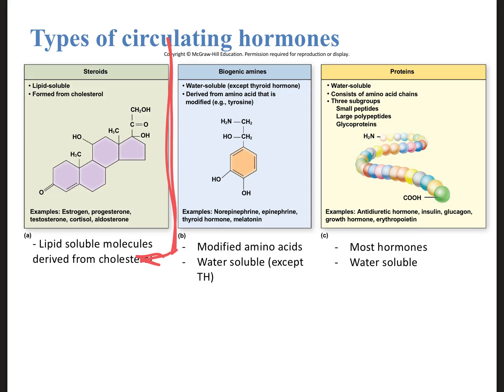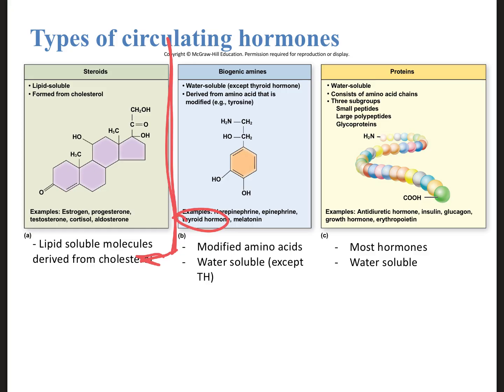Water soluble hormones include the biogenic amines, which are epinephrine and norepinephrine. Thyroid hormone is the weird one because it's water soluble, but it actually functions and acts quite a bit like a lipid soluble hormone. And then you have other proteins such as ADH, insulin, glucagon, growth hormone, and erythropoietin.